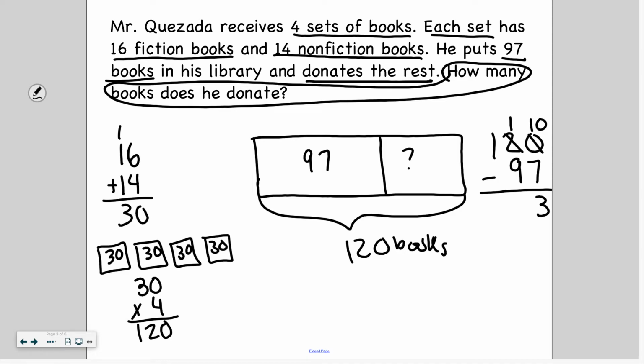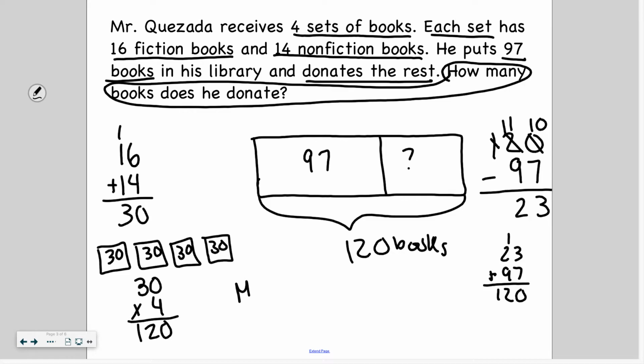1 minus 9, again, I can't do that, so just regroup the 100 to the tens place. That gives me 11 tens. 11 minus 9 is 2. So that means he has 23 books. I'm just going to double check this. 23 plus 97 should give me 120. 7 plus 3 is 10. 9 plus 3 is 12. So good, yes. So that means he donated 23 books.